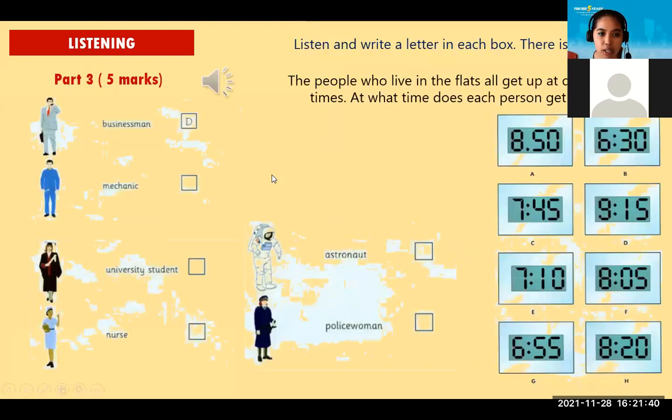So here, you are going to listen and write a letter in each box. Then there is one example again. The people who live in the flats all get up at different times. And you answer, at what time does each person get up? Okay, so I will just let you listen twice. After that one, no more listening. Okay?